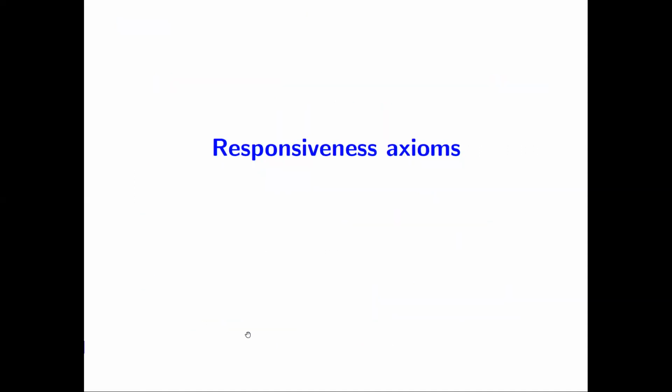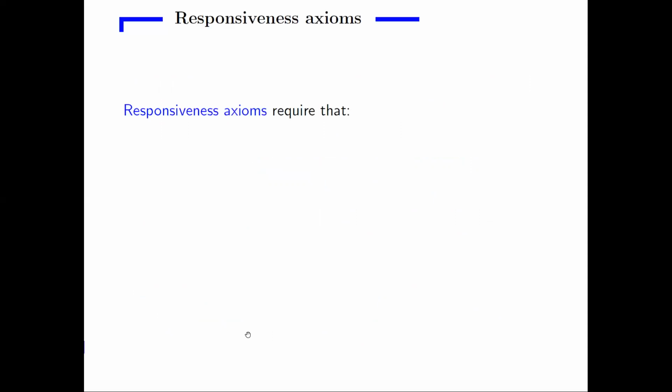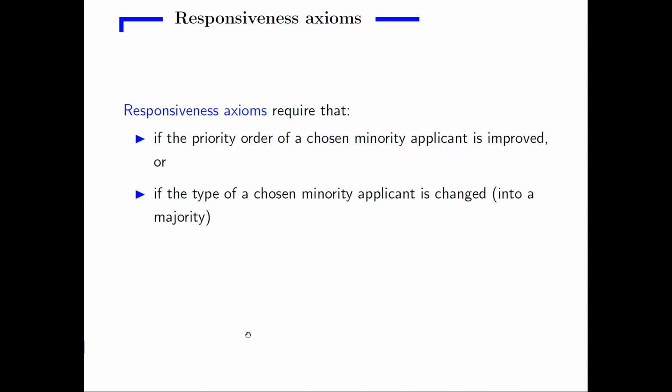Okay, so the responsiveness axioms, these are the comparative statics axioms that I'm talking about. Intuitively, there are two of them, and they require the following. Suppose that the priority order of a chosen minority applicant is improved. He gets better off in terms of exam scores. Or imagine that he turned out to be a majority. He switched his type from being a minority to a majority. You can think of this as another problem. What do we expect after these types of changes? What should happen to the other minorities who have already been chosen?